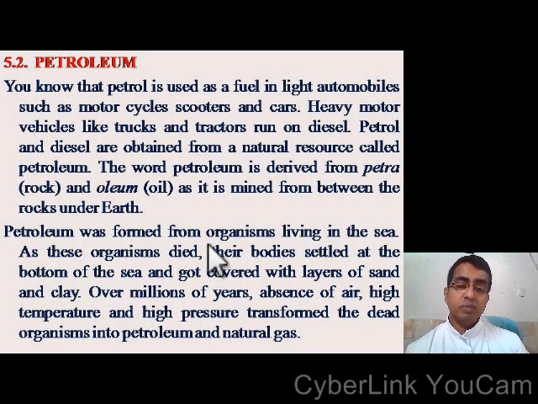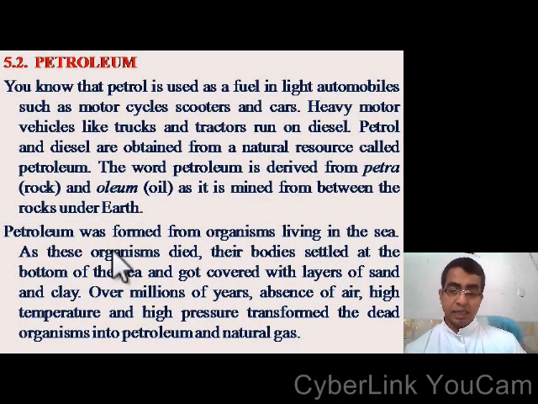Petroleum was formed from organisms living in the sea. As these organisms died, their bodies settled at the bottom of the sea and got covered with layers of sand and clay. Over millions of years, in the absence of air, under high temperature and high pressure, these dead organisms were transformed into petroleum and natural gas. So these conditions are important.